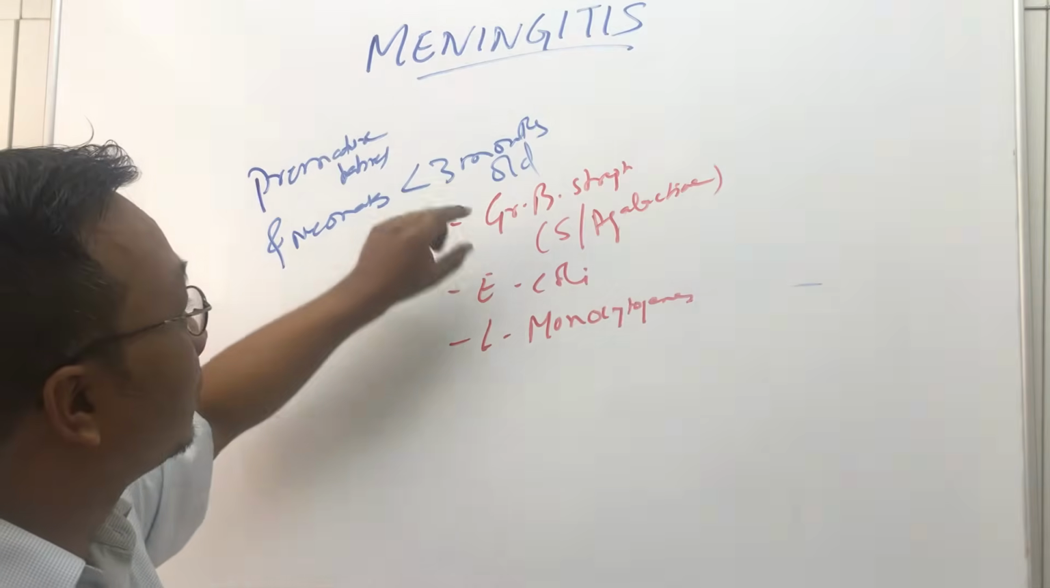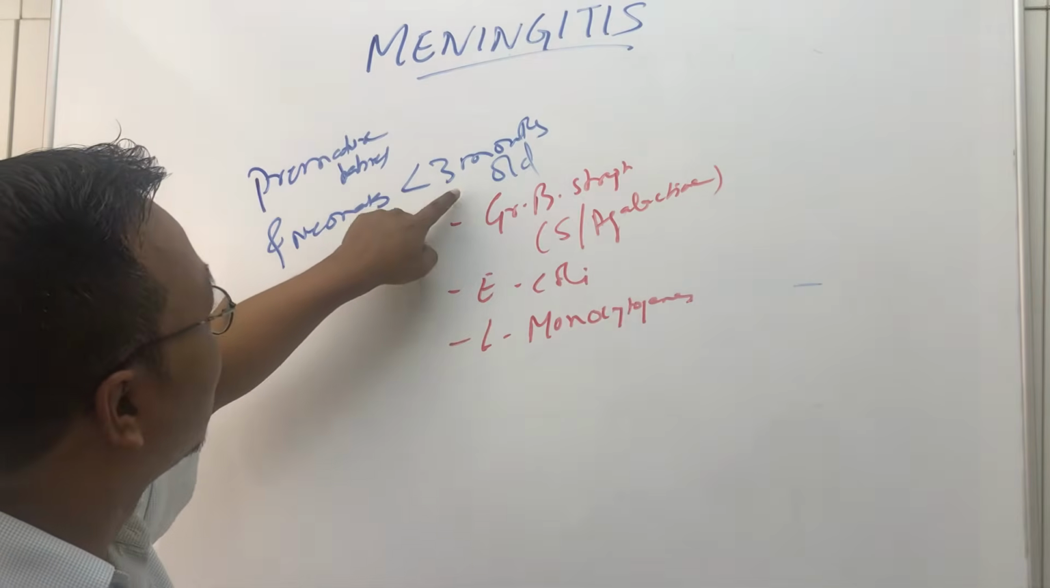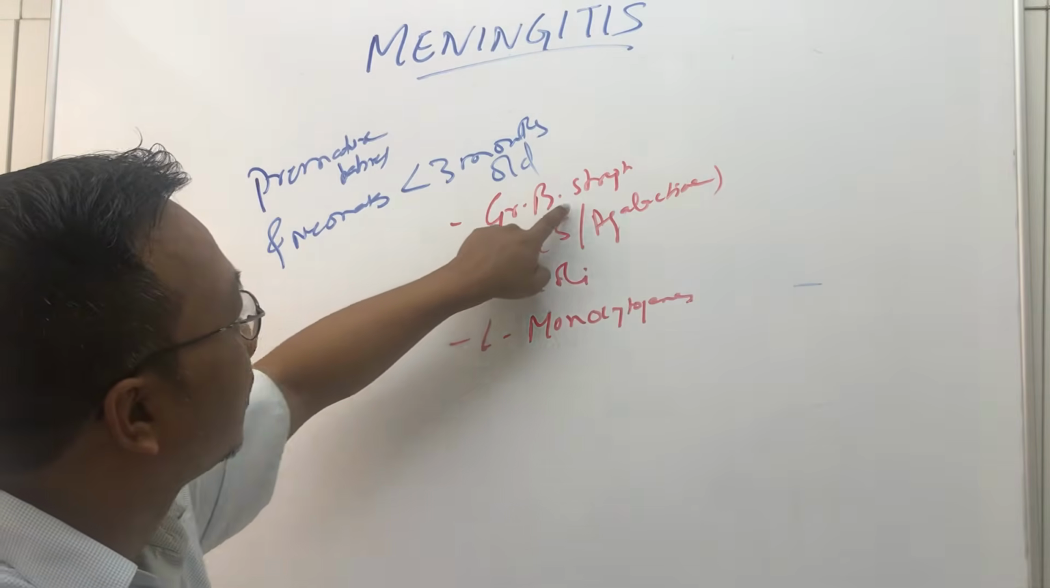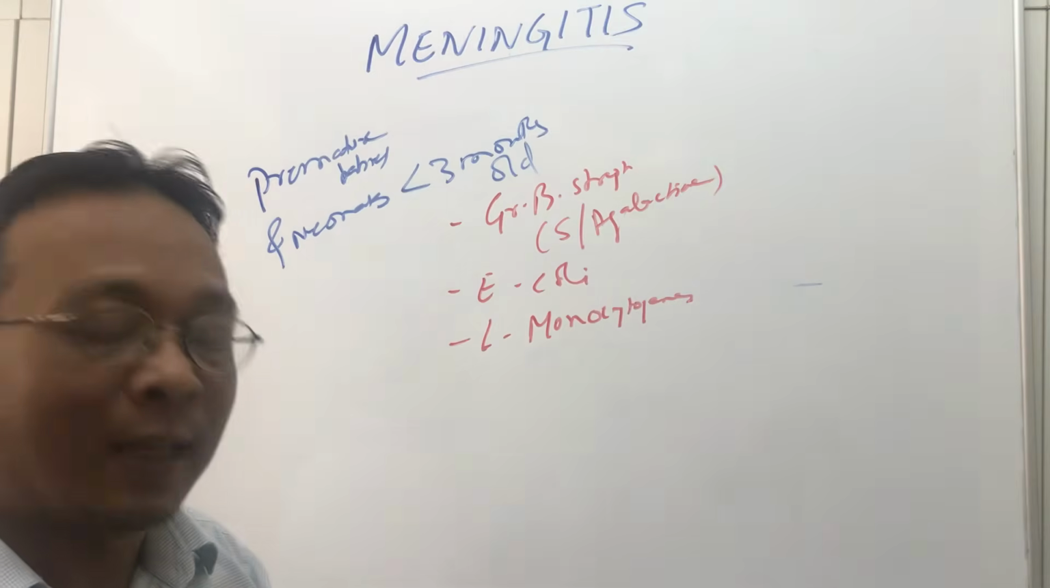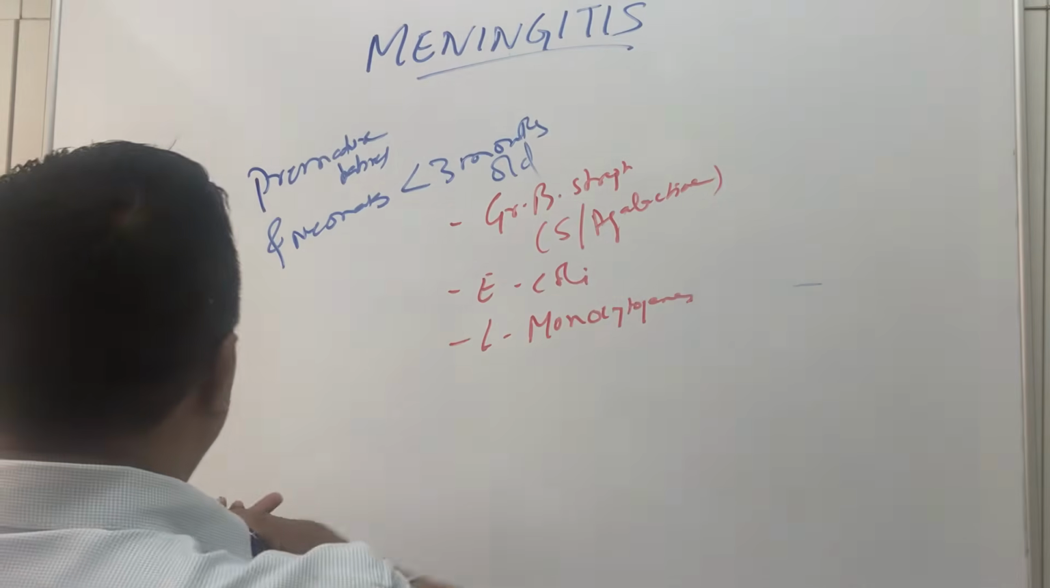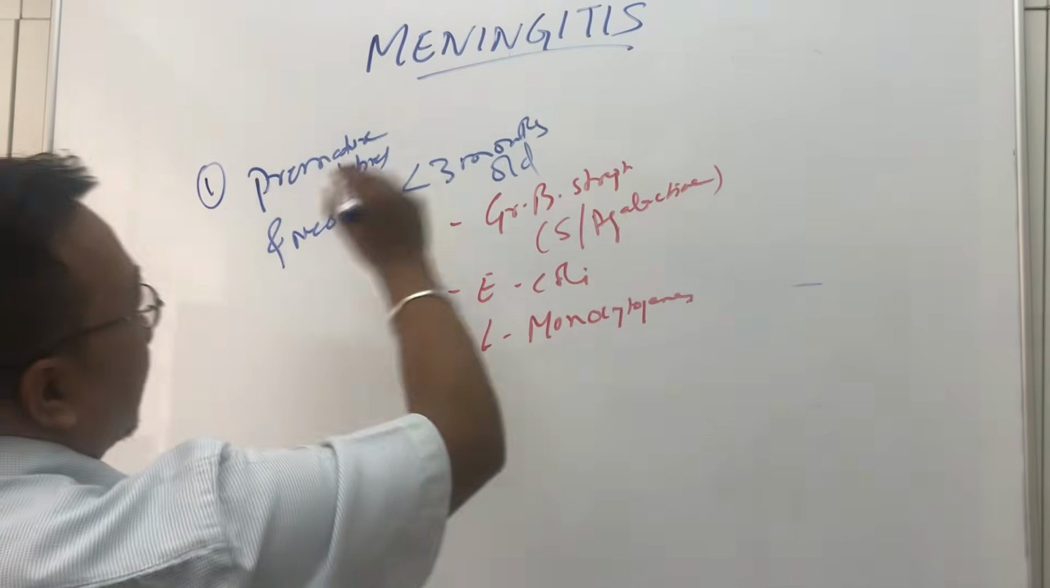So when a question comes, what is the commonest cause for a 3-month or 2-month-old baby? Then it is group B streptococcus, or Streptococcus agalactiae. This is number 1. Then we go to the different age categories.